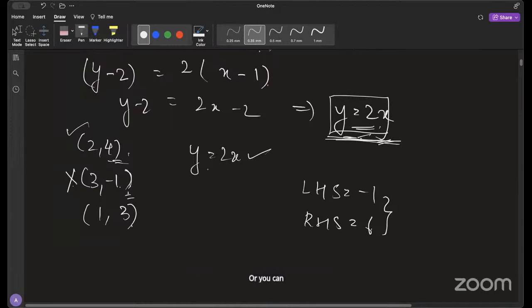Or you can just clearly see from here that your y coordinate is twice the x coordinate. And if you see here, your y coordinate is not twice the x coordinate. You can just clearly do it this way, right? So this is also an incorrect option.